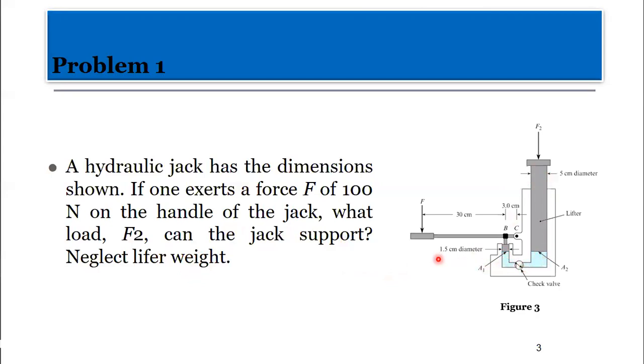All right. So first of all, this is the lever. If we take BC and that stretch where we have the force F of magnitude 100 newtons applied here. And the other dimensions we can see, we have 3 centimeters here, 30 centimeters, and then the diameter 1.5, which we can use to estimate the area of that section, A1. And then the diameter here is 5 centimeters. We can use that to estimate the area A2, okay? And with that, we can play along to obtain the load that the jack can support.